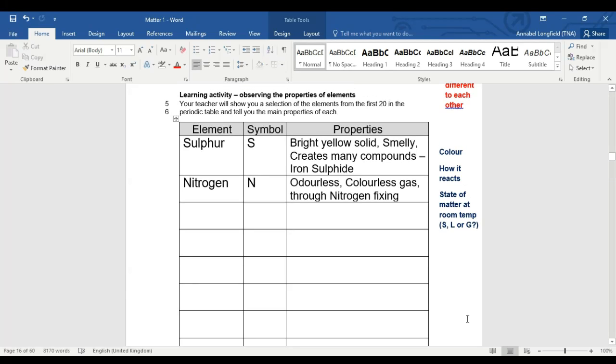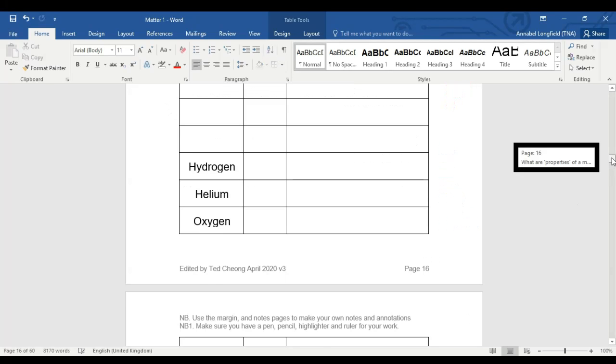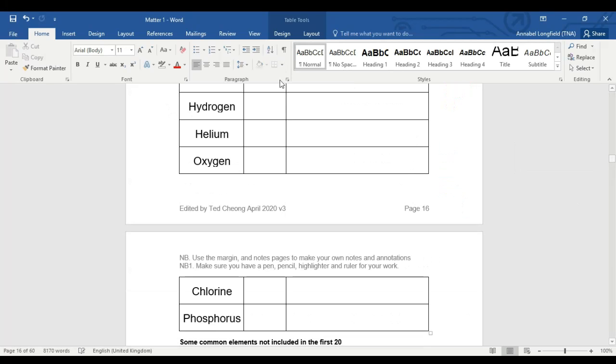Next two elements, hydrogen and oxygen, are already actually in your table towards the bottom. So you don't need to write those in as extra ones above. Okay, they are already there for you to add to.